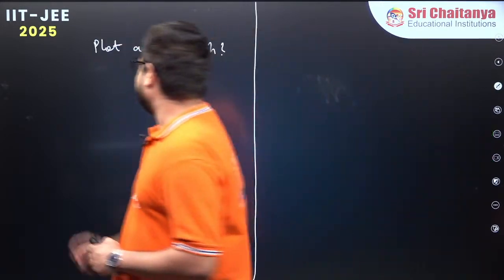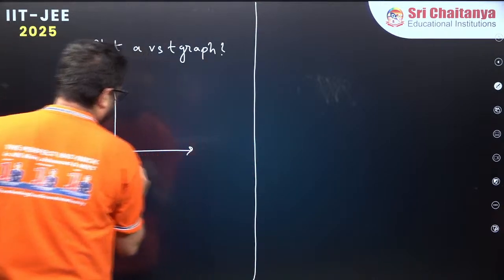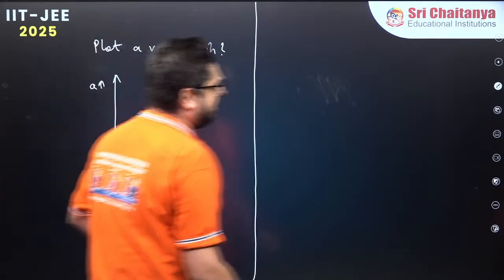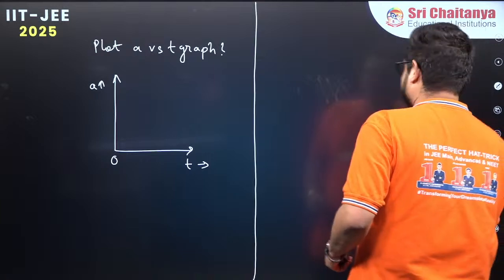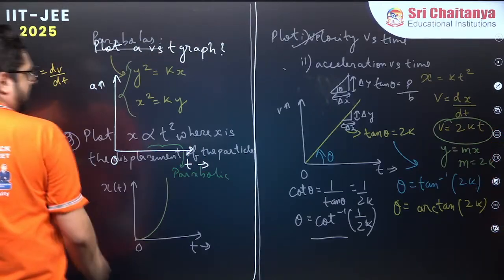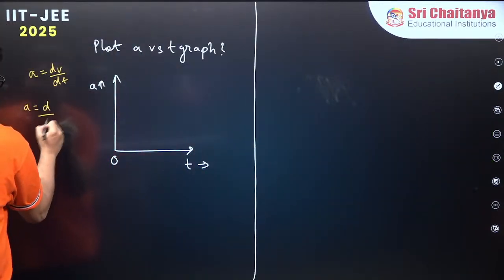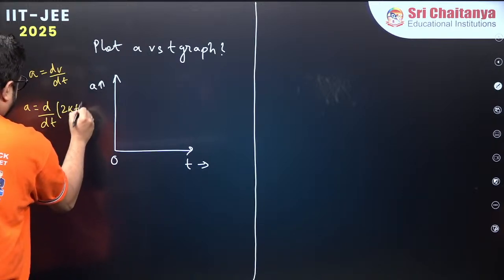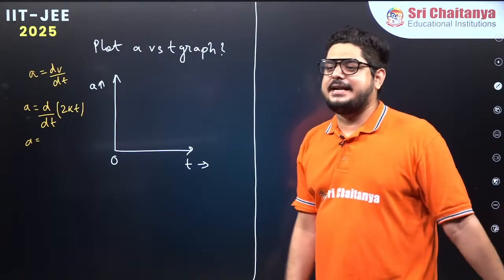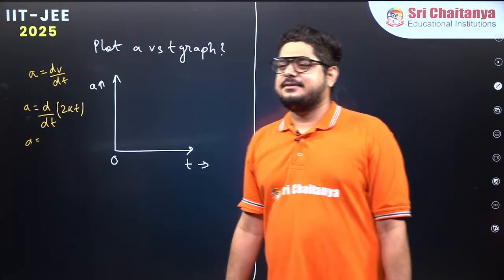So now what needs to be done? Let's try to plot A versus T. Let's plot. Acceleration along the y-axis and time along the x-axis. What will I be getting? You know that acceleration is the rate of change of velocity with respect to time. So if my equation is v is equal to 2kt, what is going to be acceleration? That is d by dt of 2kt. What is d by dt of 2kt? Write down the answer over there in the chat box. Write it down, everyone, one after the other. Everyone write.